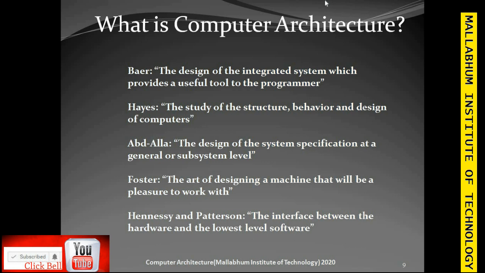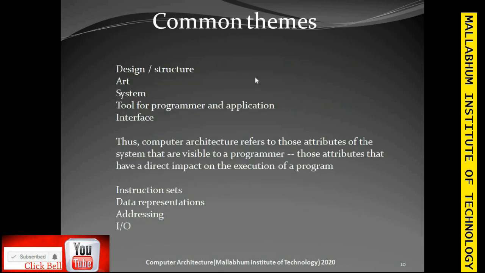So that means computer architecture basically deals with the structure of the computer, how the computer actually works, how a program has to be written within it, what the different types of instructions are, and how the hardware of the computer is connected with the software level. That means the interface between them has to be studied first in computer architecture. Now these are the common themes of computer architecture: design, structure, art, system, tools for programmer and application. Programming is the main basic thing. Without programming you cannot make the computer do anything. So that is the main part, and that's why you require memory. And the next one is the interface.